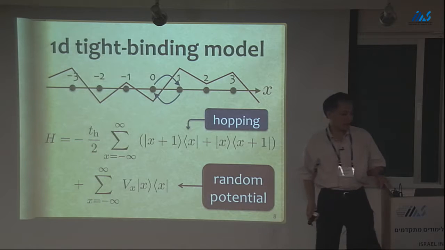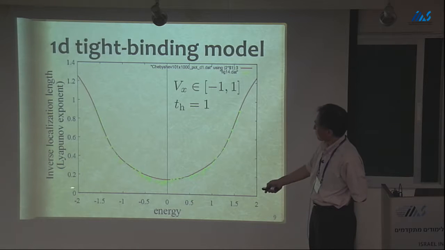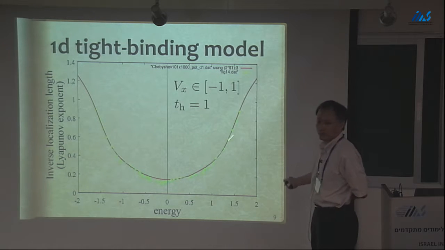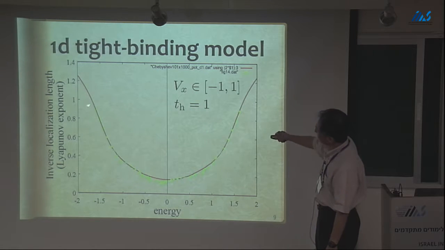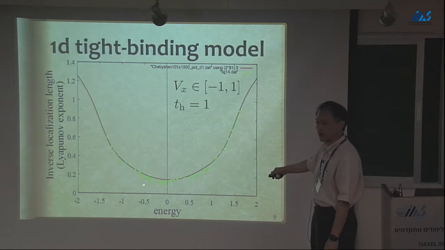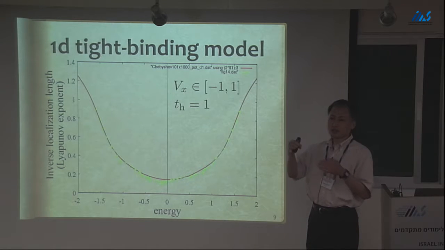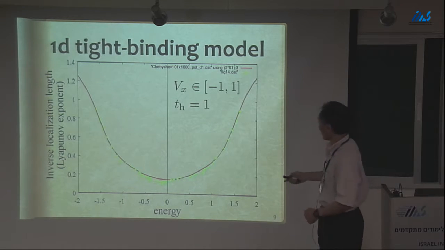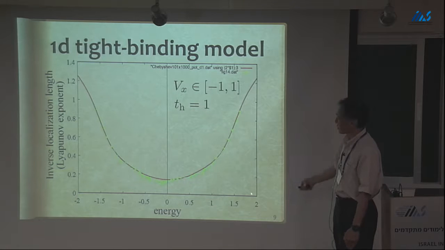So all states are actually localized in this, and the energy dependence of the inverse localization length looks like this. So that's what I'm going to show you. So here, indeed, for lower energy, kappa is large, and for higher energy, kappa is small. But because it's a tight binding model and the energy is bounded from above by 2, if you go to an even higher energy, again, the localization becomes stronger and kappa becomes larger.